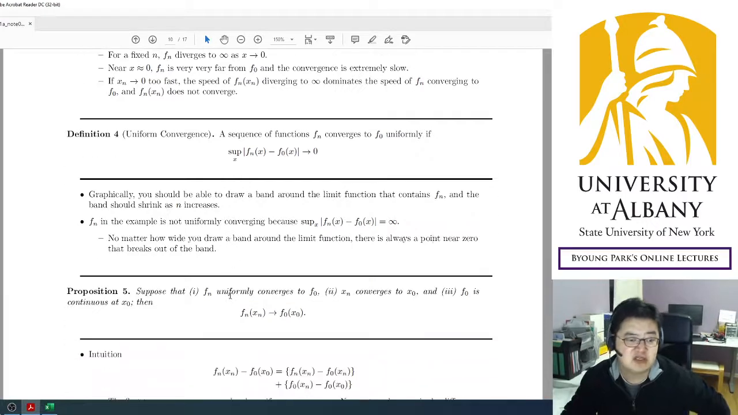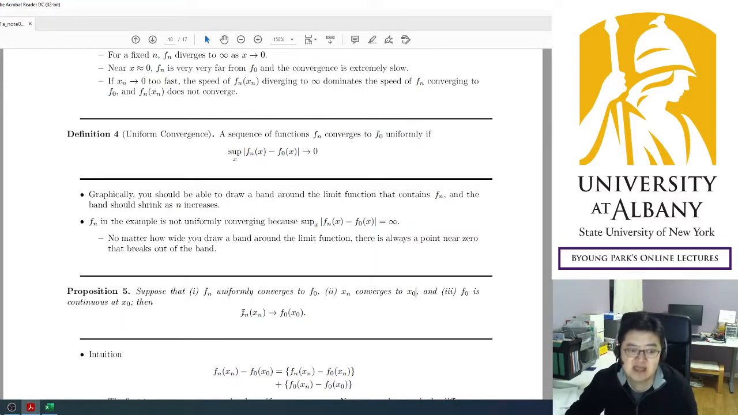Now what we wanted is this. Suppose that the sequence of functions converges uniformly to a limit f0. Second, the argument x_n converges to a point x0. And finally, f0 is continuous at the limit point. Then you can say that f_n(x_n), the combination of two sequences, the sequence of functions and the sequence of numbers, generates another sequence, and the composite sequence converges to the natural, intuitive limit, which combines the limit of the functions and the limit of the numbers.